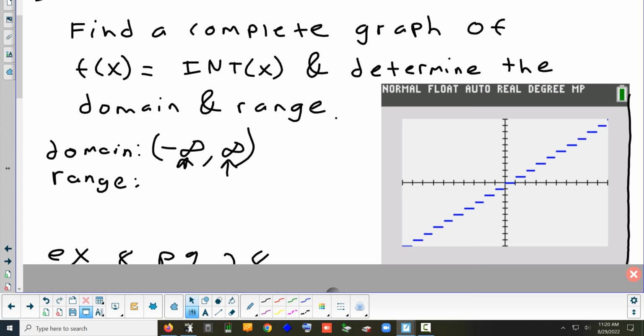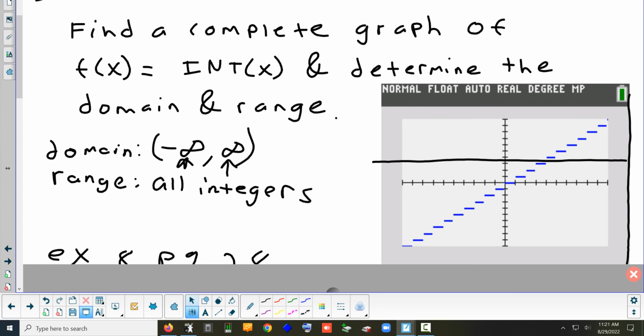Now, think about the range. If you made a horizontal line and you drag it through your picture, are there ever points where it misses the graph completely? Yes. Oh yeah, a bunch, like right there. So the range is not all real numbers. Does anyone think they know what the range is? All integers? Yes. Good job. All integers.